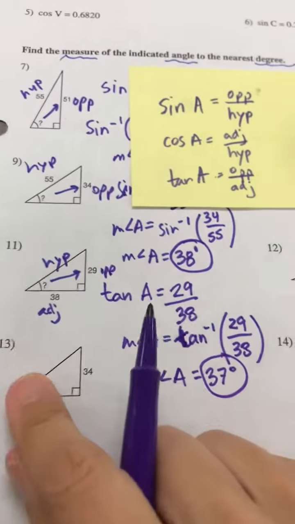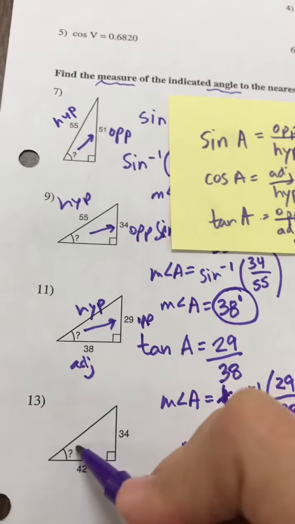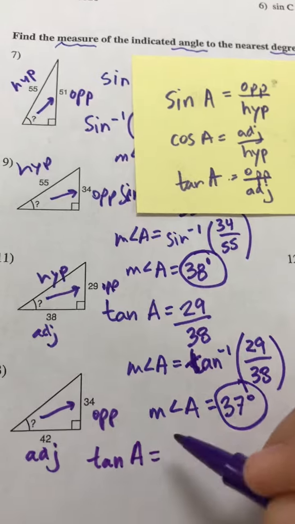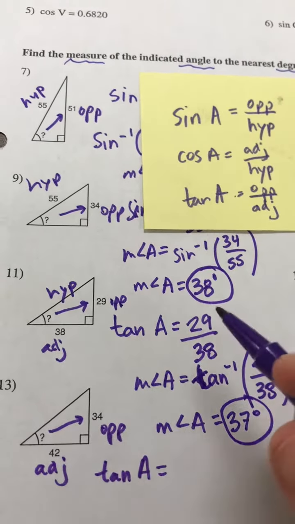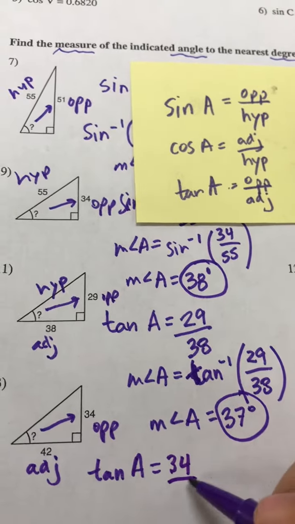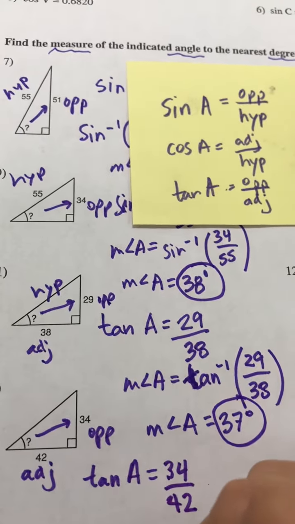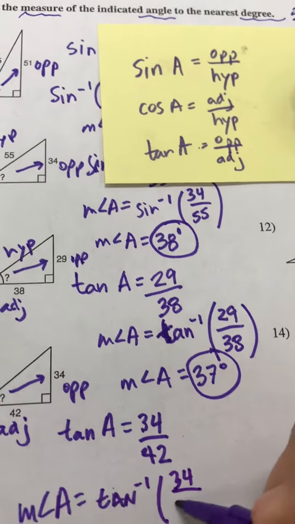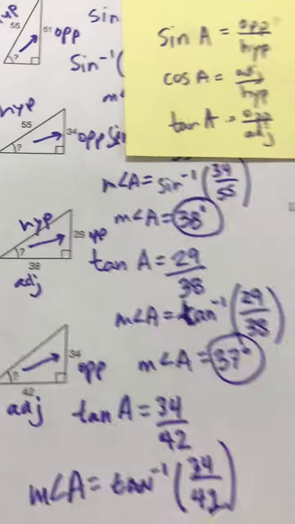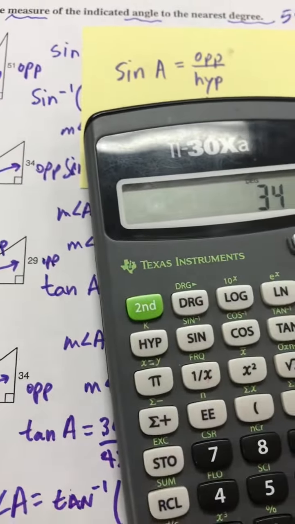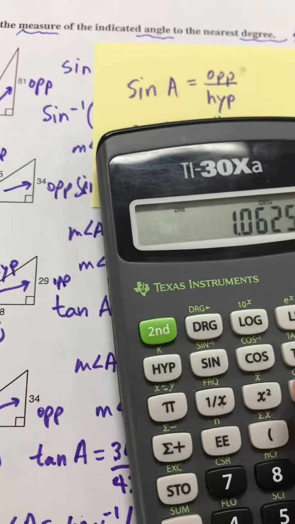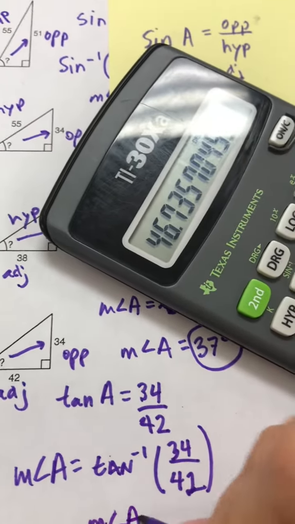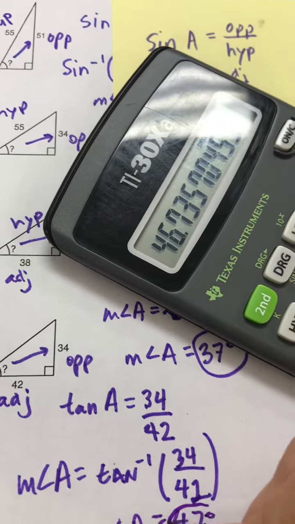Let's keep it going. Okay, now this one is set up the same way. I have opposite over adjacent. So I'm going to pick the tangent function. So tangent of an angle is opposite over adjacent. So that's 34 over 42. So the measure of angle A would be the inverse tangent of 34 over 42. Okay, 34 over 42, inverse tangent. Awesome, and we're going to round to the nearest degree. So the measure of angle A would be 47 degrees.